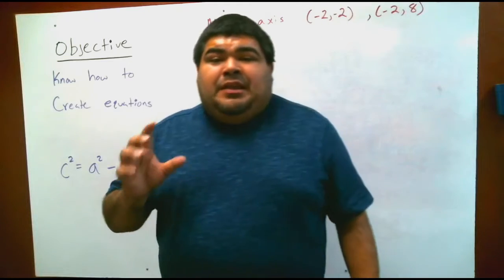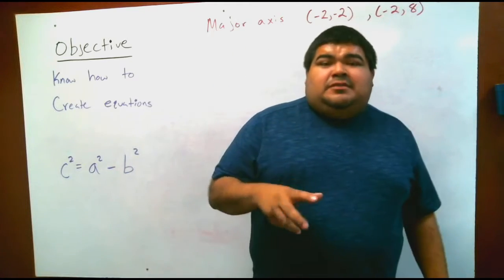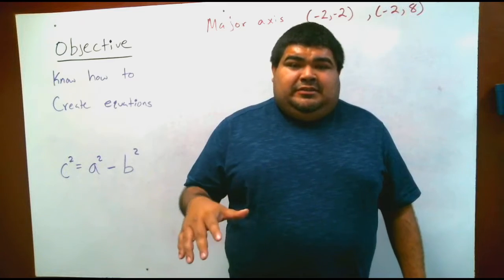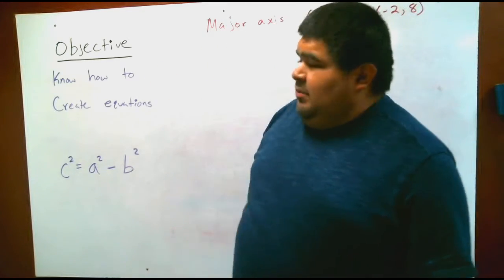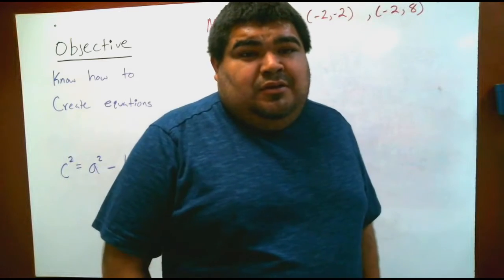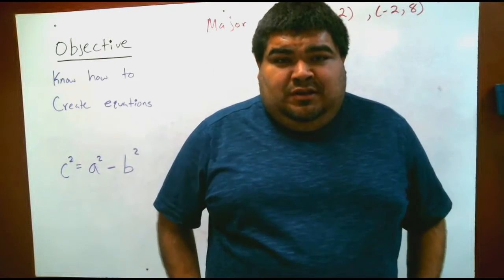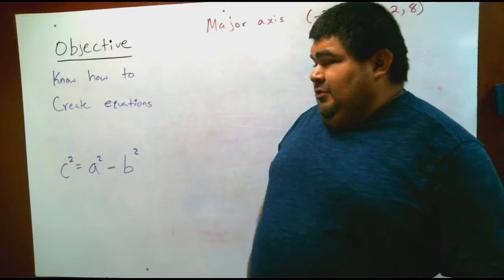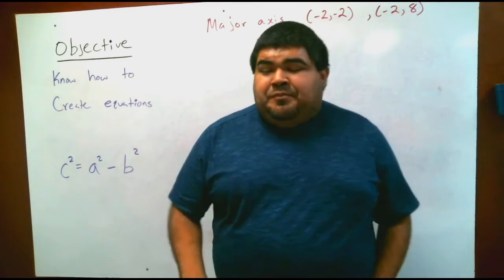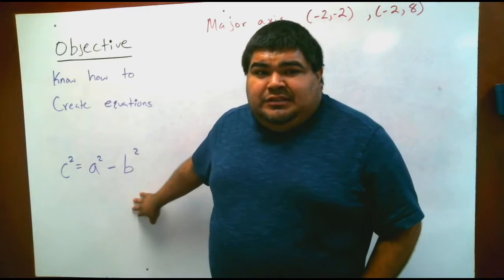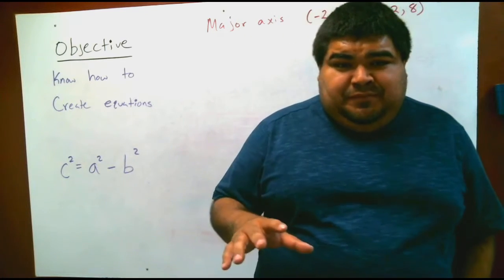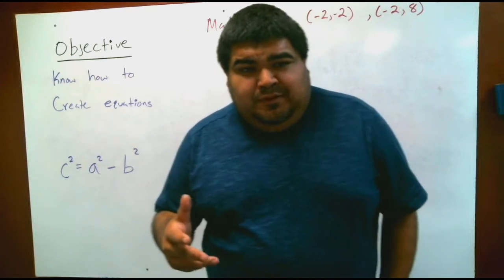All right, now that you know that from last class, we can start out today's concept. Today's concept is to know how to create equations. That is our objective for today, because remember, we're still doing ellipses. The equation we're going to use is down here. It looks a little confusing. Let me go over it with you, okay?